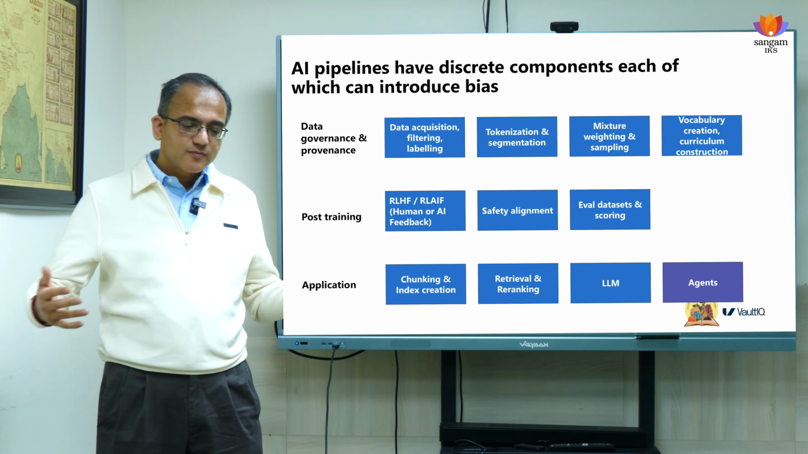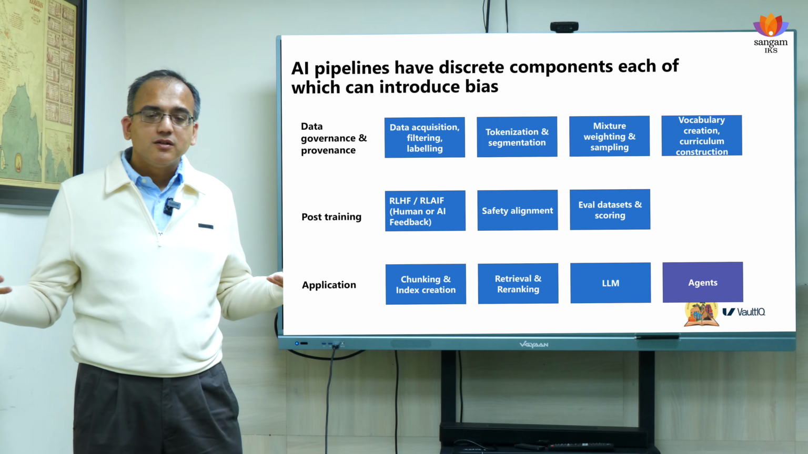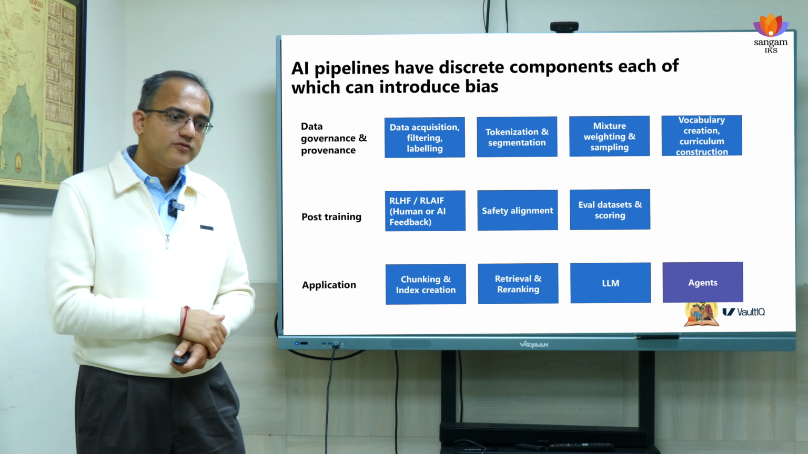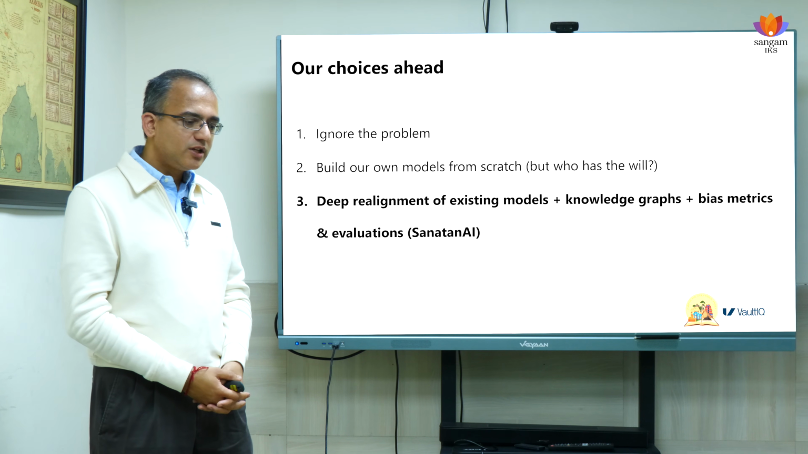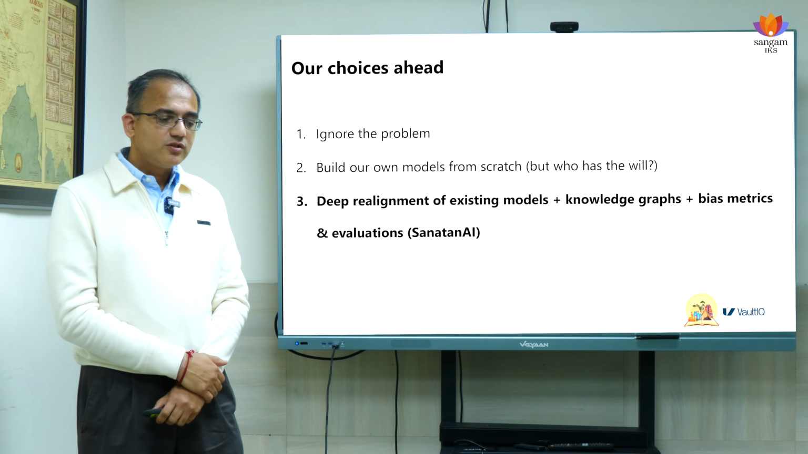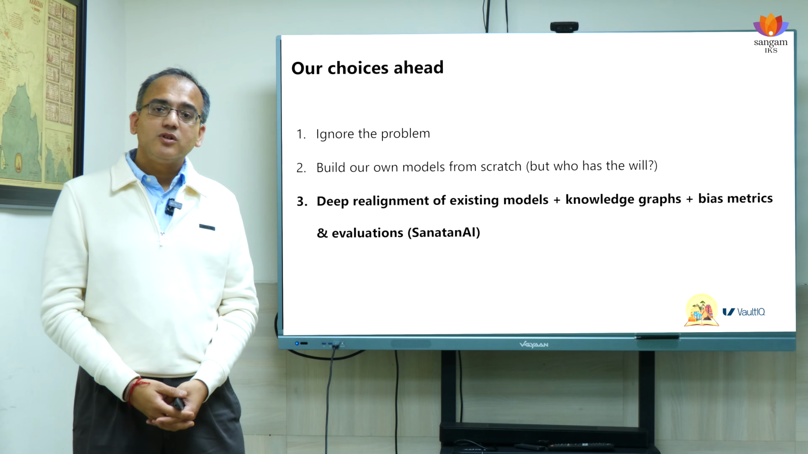Finally, in the application space, there's a lot of things that have to happen as well. Again, what's your view into those details? What are the biases involved? And so we have three choices. We can choose to ignore the problem. Many of us have collectively. We can choose to build our own models from scratch. Now, I question who has the will.